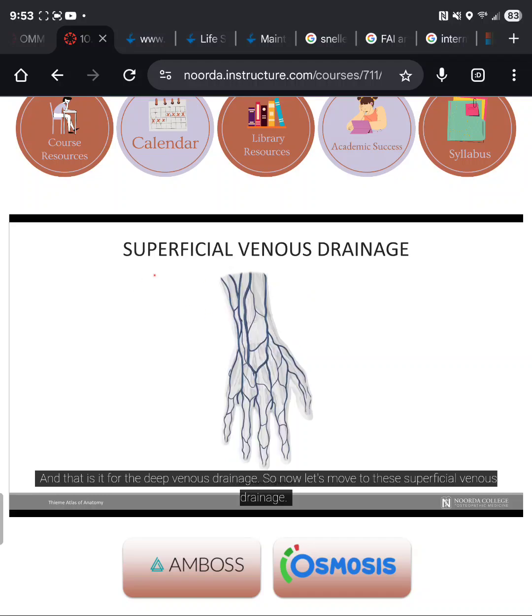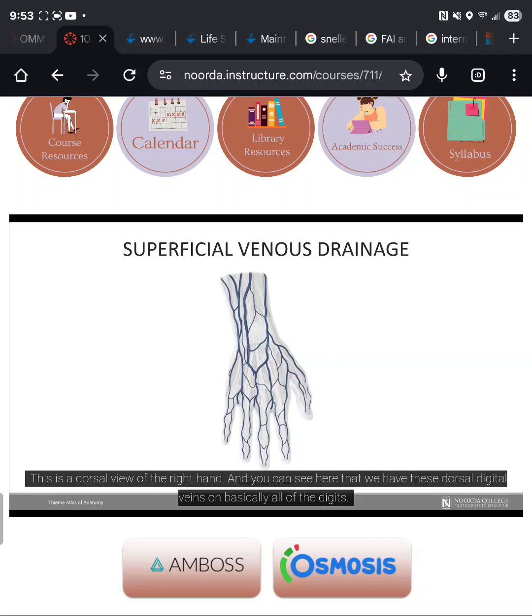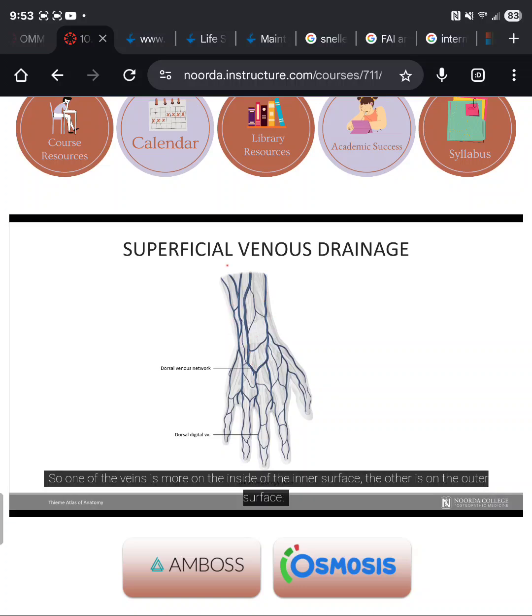So now let's move to the superficial venous drainage. And so again, we're going to start at the hand and move proximally. This is a dorsal view of the right hand. And you can see here that we have these dorsal digital veins on basically all of the digits. And those are going to head back to this dorsal venous network. And from that network, we kind of end up having these two major veins on either side. So one of the veins is more on the inside or the inner surface. The other is on the outer surface.